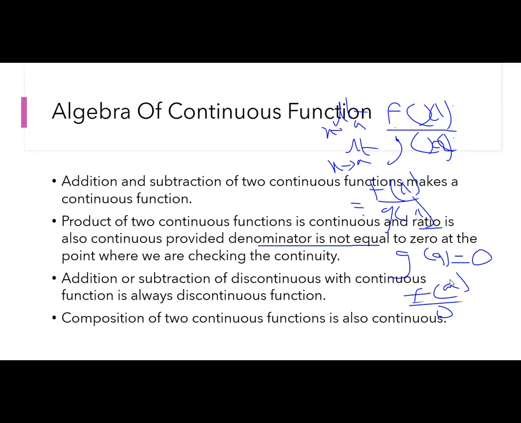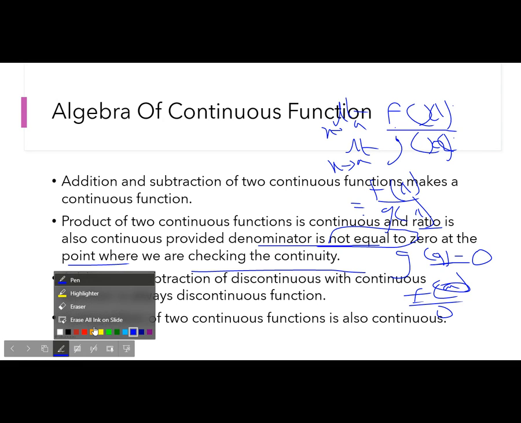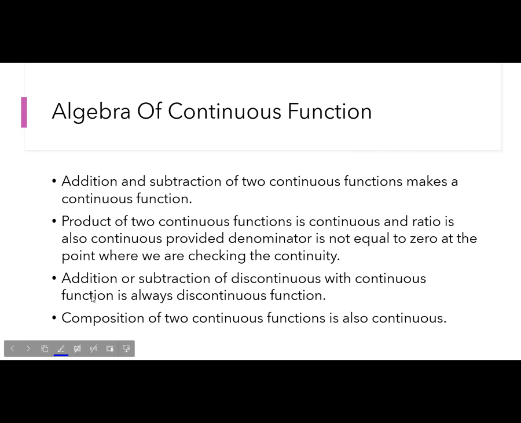So these are invalid functions. In this case, it's invalid. That's why the ratio is continuous provided the denominator is not equal to 0 at the point where we are checking the continuity. The point, in the sense, is nothing but the a value we are checking here. And this is about the mentioned thing.